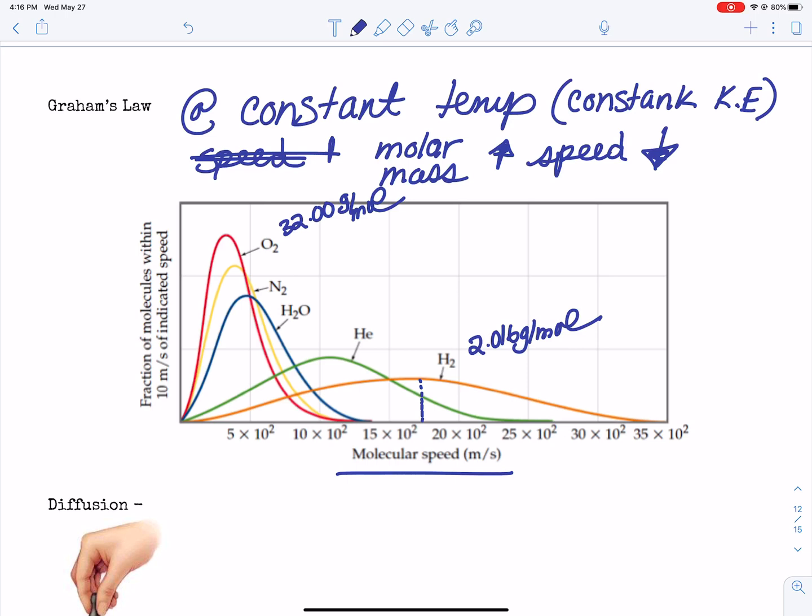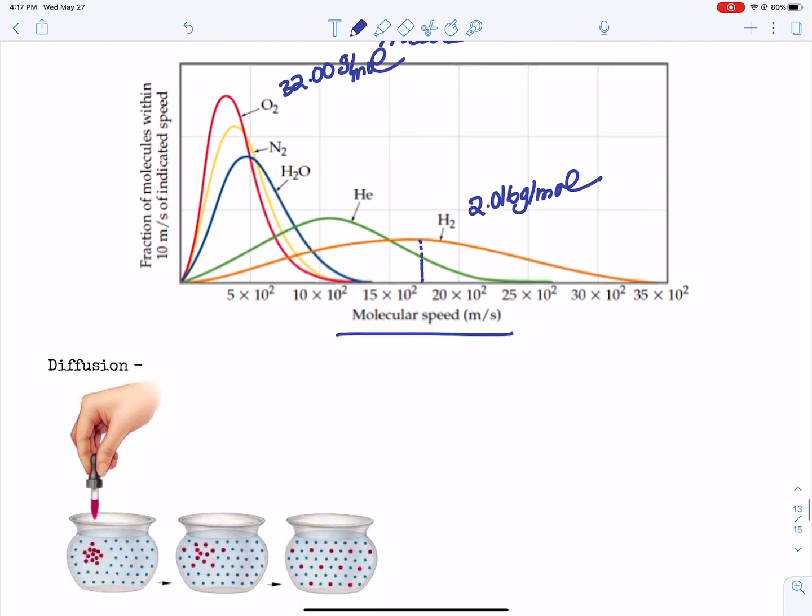Think about it in terms of football players. The football players that move really quickly are not the largest players on the team. They're not the linebackers there to block. The linebackers don't really move all that fast because they are more massive, literally have more mass. And this is going to help us with two concepts, diffusion and effusion.